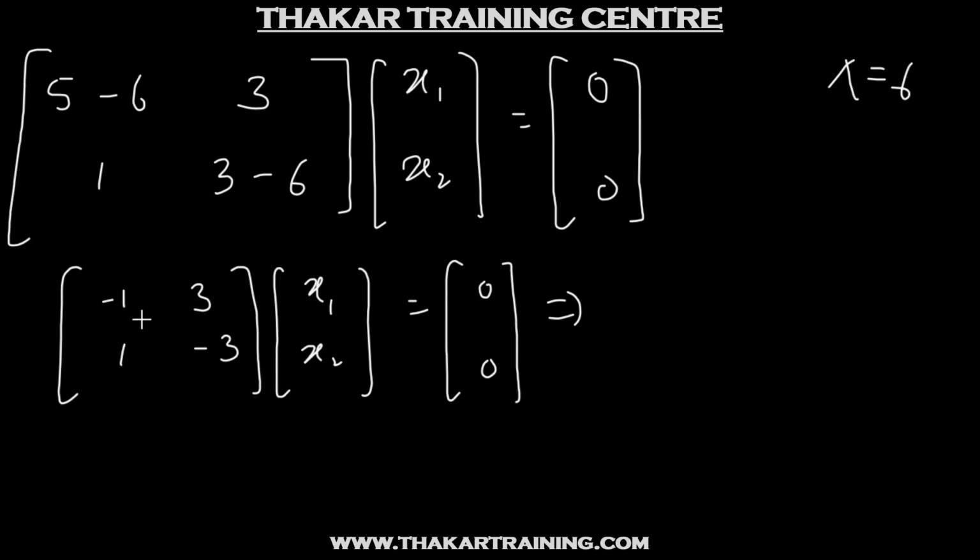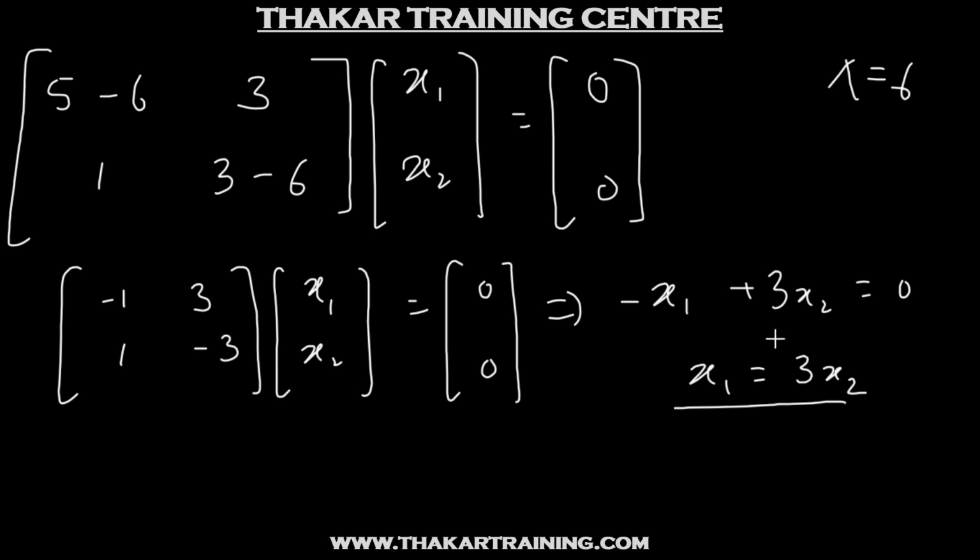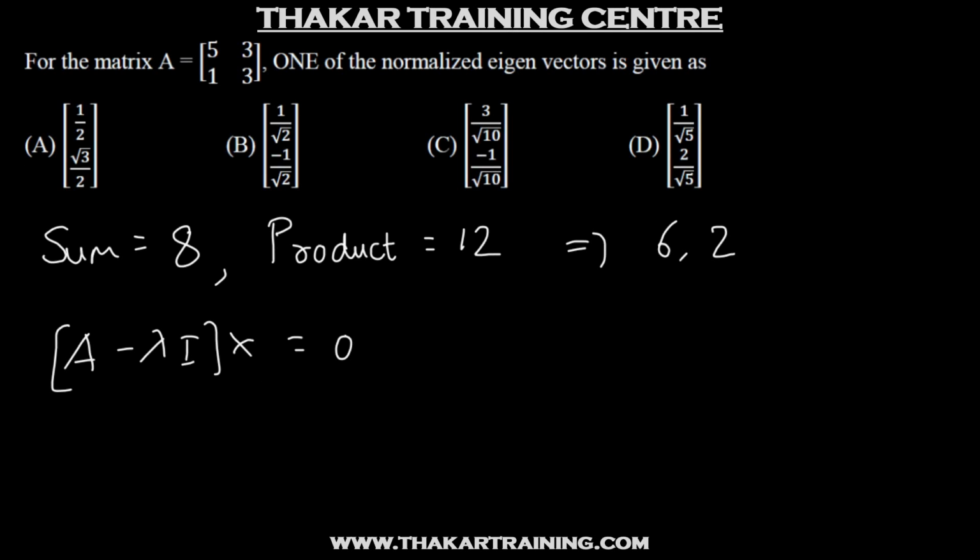So what equation do we get? Minus x1 plus 3x2 equal to 0, or x1 equal to 3x2. So let's quickly check if there is an option for this. Whatever is the second element, the first element should be 3 times that. Option C looks close, but it is not. This is 3 and minus 1. Had it been 3 and 1, yes, possibly that was the eigenvector, but now it is 3 and minus 1, so that is not the case.